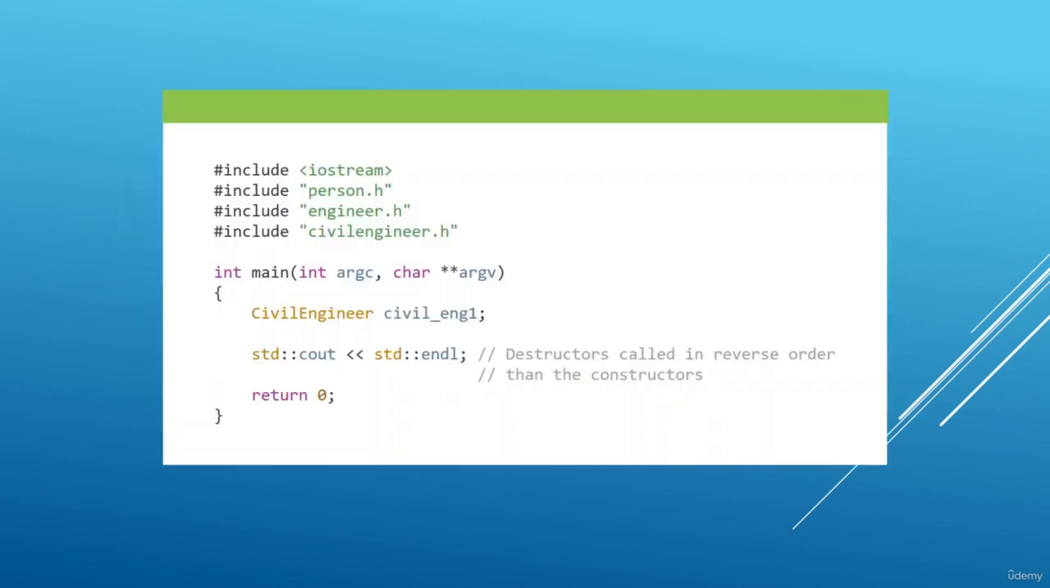We're going to set up a simple example to play with this. We're going to create a civil engineer object, and we're going to see the order in which these things are called. Let's head over to Visual Studio Code and actually do this.